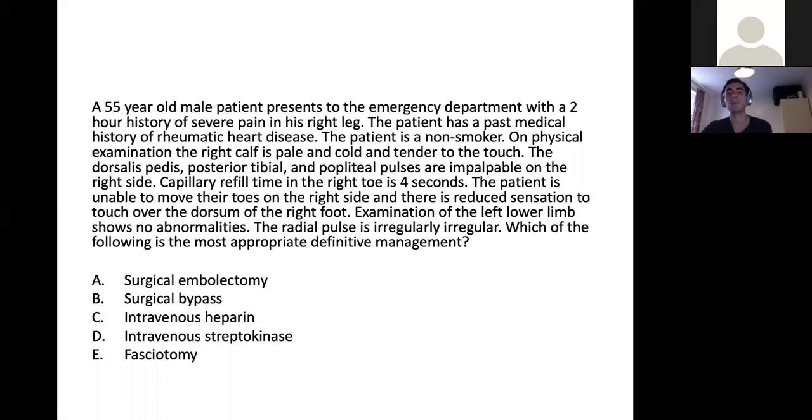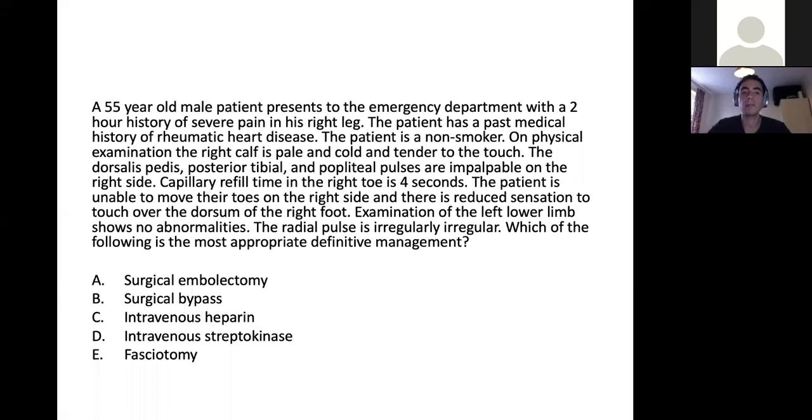The cap refill is 4 seconds, and they're unable to move their toes, and they have reduced sensation. Essentially, these indications tell us that this is acute limb ischemia. In addition, thinking about the patient's cardiovascular history, the pulse is irregular. So we're thinking that the patient has atrial fibrillation. Putting the two together, the patient has atrial fibrillation and acute limb ischemia.